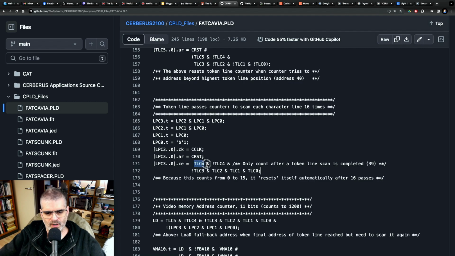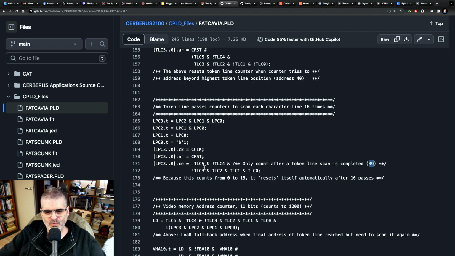TLC5 needs to be 1. The % is a logical AND. So TLC5 needs to be 1, and TLC4 needs to be 0, because the exclamation mark is an inverter. So this has to be 1, this has to be 0, and this has to be 0, and this has to be 1, and this has to be 1, and this has to be 1. Well, what does that mean, this combination of 1, 0, 0, 1, 1, 1? Well, that's when you get to the end, that's 39.